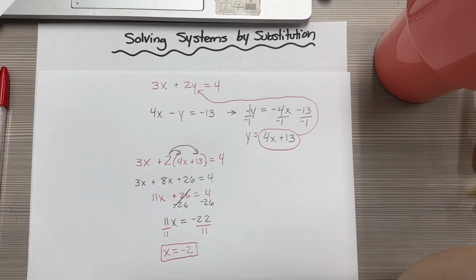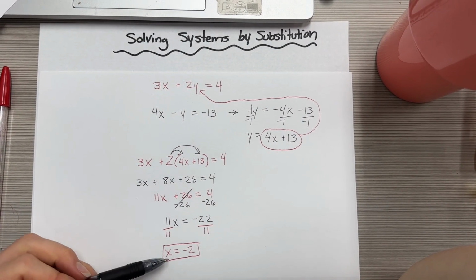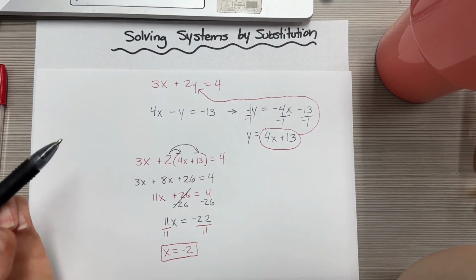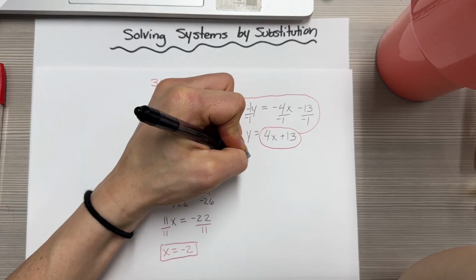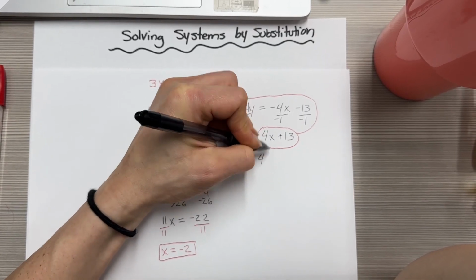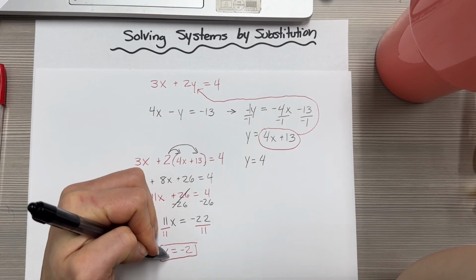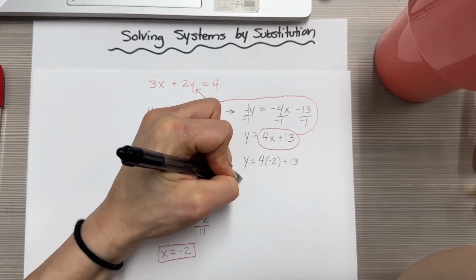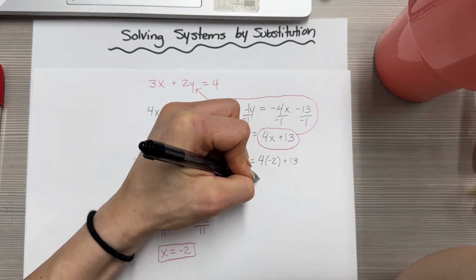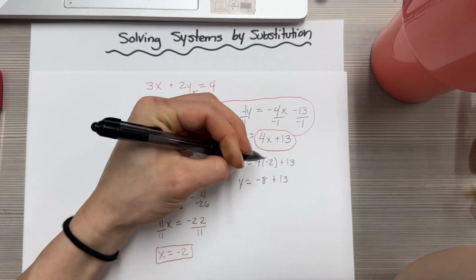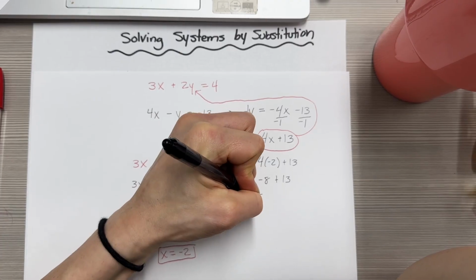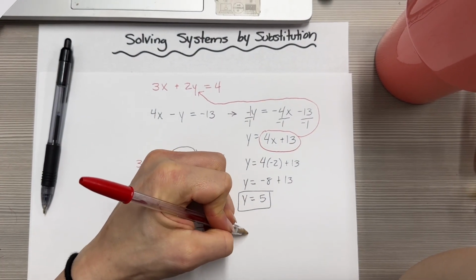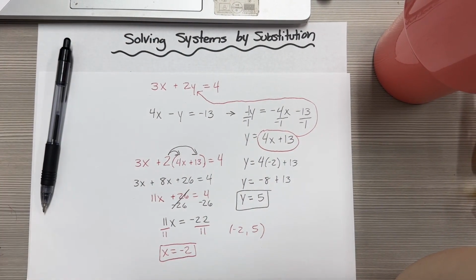From here, we just need to find what y is. So I can go ahead and put this negative 2 back into either one of these problems, or even this one here, which is what I'm going to do. So I'm going to rewrite y is equal to 4 times x, but instead of the x, we know x is negative 2 plus 13. So y is going to be negative 8 plus 13, so y is equal to 5. The solution to this system is going to be negative 2, 5. And that's it.